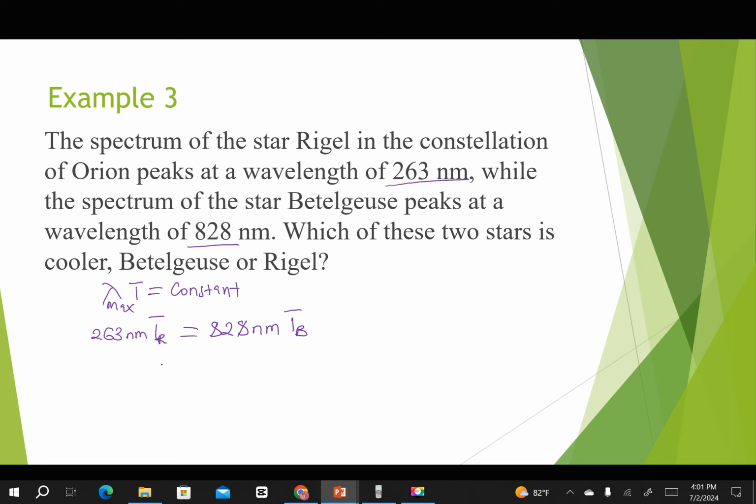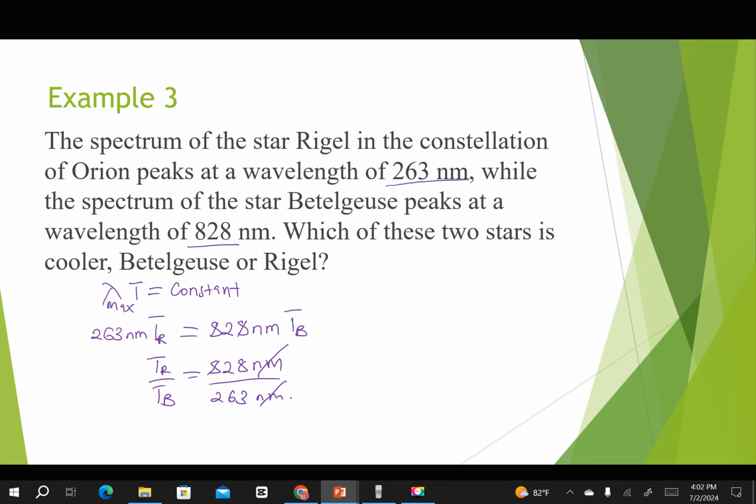So if I say TR over TB, if the fraction is greater than 1, it means the numerator is bigger than the denominator. If the fraction is less than 1, it means the denominator is bigger than the numerator. So this is going to be equal to 828 nanometers divided by 263 nanometers. When I look at this fraction, it means Rigel is actually hotter.